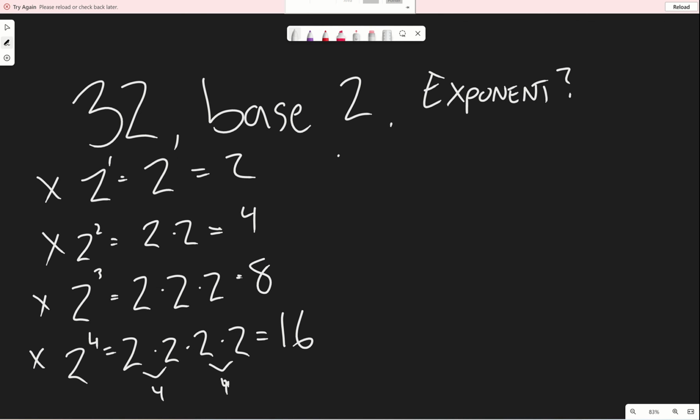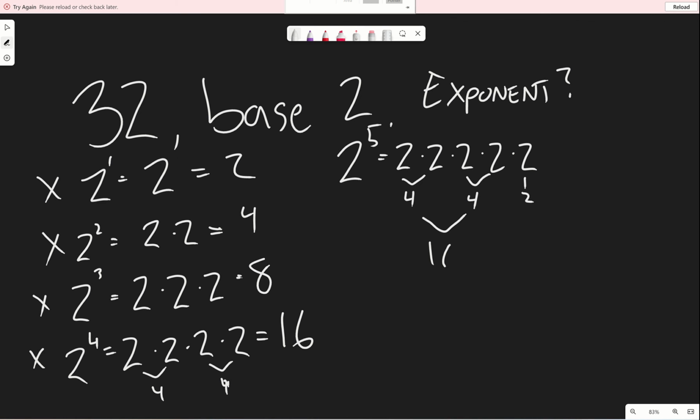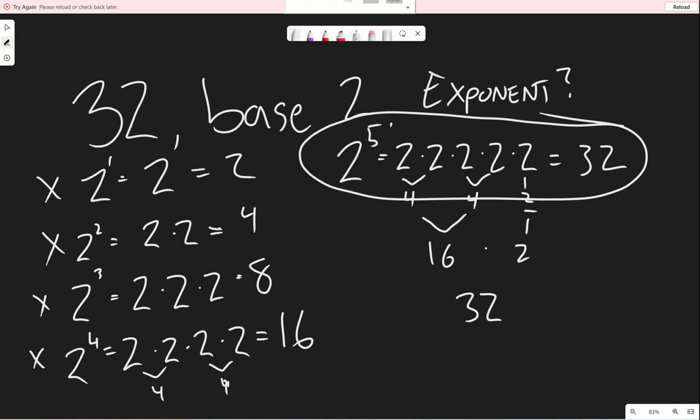Not that. 2 to the power of 5 equals 2 times 2 times 2 times 2 times 2. 2 times 2 is 4. 2 times 2 is 4. And then I got a 2. 4 times 4 is 16. Then I got a 2. 16 times 2 is 32. It's got to be this one. If my answer is 32, my base is 2, my exponent will be 5.